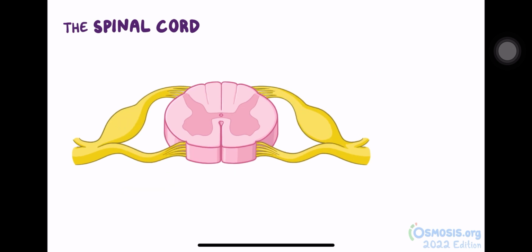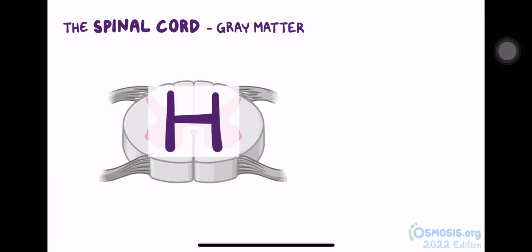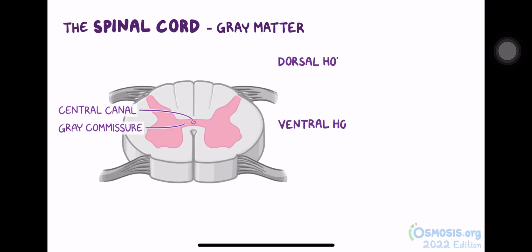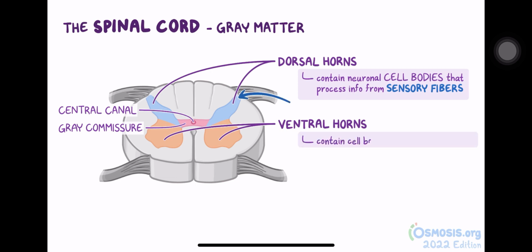Now, on a transverse section, the spinal cord has an area of gray matter shaped like a capital H in the middle. The gray matter is subdivided into the gray commissure, which is the strip connecting the two halves of the spinal cord that surrounds the central canal, and the peripheral regions, known as horns. There are two ventral and two dorsal horns. Dorsal horns contain neuronal cell bodies that process information received from sensory fibers entering the spinal cord from the dorsal roots and dorsal rootlets. On the other hand, the ventral horns contain cell bodies of motor neurons, with motor fibers exiting through the ventral rootlets and ventral roots.